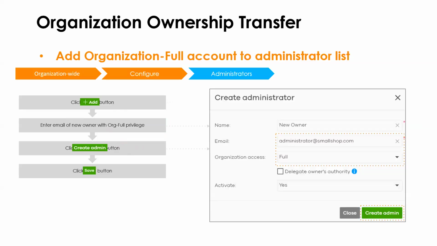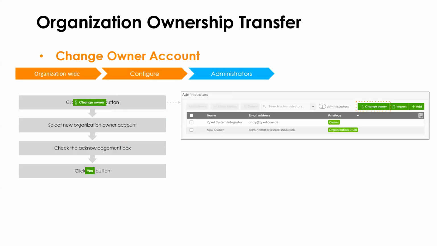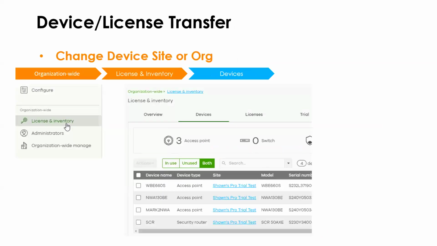So you're going to want to make sure they are set up with full access. Once that has been saved and added into the system, then you simply go in here and click the change owner button up at the top of the page there. It will prompt you then to select who the new owner is. It will ask you to confirm, are you sure you want to do this, because you will lose your ownership access, and you click yes. And that's all that needs to be done there to transfer ownership.